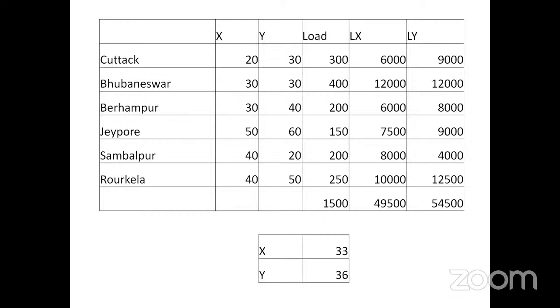Say they have got, let us take the example of Orissa. In Orissa, they have got distributors and dealerships at Cuttack, Bhubaneswar, Berhampur, Jeypore, Sambalpur and Rourkela. These are the 6 different locations where they have got their distributors. Now that manufacturer wants to open a warehouse.